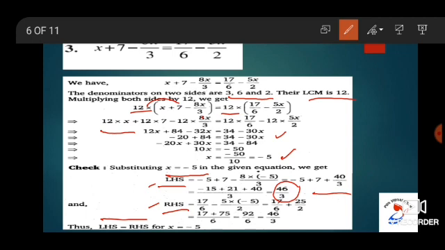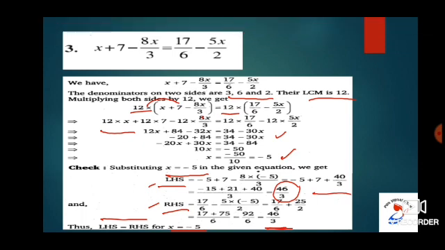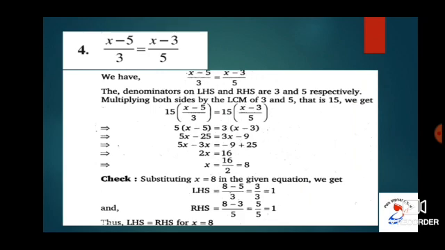Similarly, for the right hand side, when you substitute the value for x as minus 5, you will get the result as 17 by 6 minus 5 into minus 5 by 2 is equal to 17 by 6 plus 25 by 2. On solving this, the result will be 46 by 3. Now, the result is satisfied for both left hand side and right hand side. Hence, to conclude, the solution for this problem is x is equal to minus 5. Now, we will move on to the next problem.